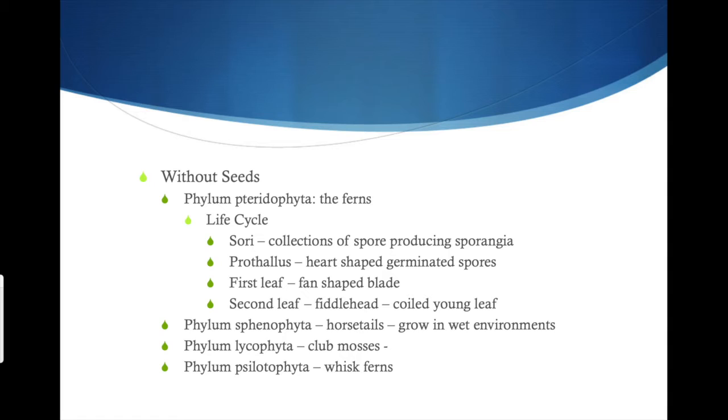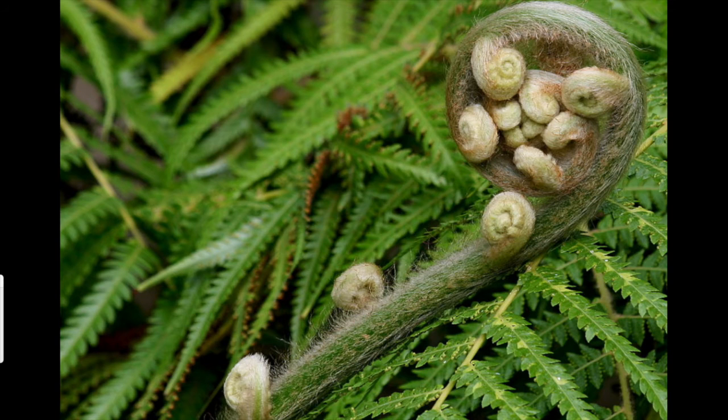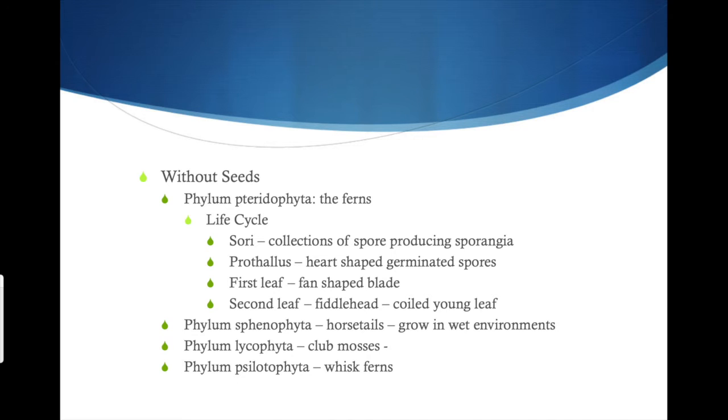Second leaf is the fiddlehead. So once it creates the fan-shaped blade, then as it grows out, it will create the fiddlehead, and there's the picture of the fiddlehead. Why do you call it a fiddlehead? Because if you've ever heard of a fiddle, it's a musical instrument. That's what it looks like, kind of like the end of a violin. Okay, fiddle is very similar to that.